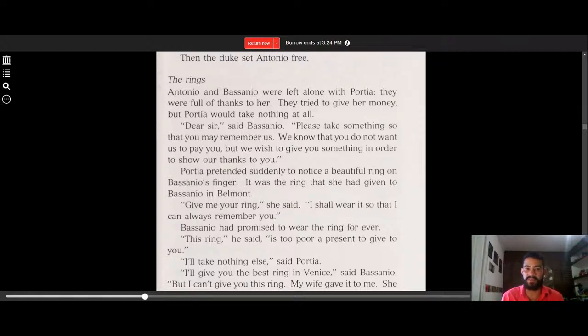Portia pretended suddenly to notice a beautiful ring on Bassanio's finger. It was the ring that she had given to Bassanio in Belmont. "Give me your ring," she said. "I shall wear it so that I can always remember you." Bassanio had promised to wear the ring forever. "This ring," he said, "is too poor a present to give to you." "I'll take nothing else," said Portia. "I'll give you the best ring in Venice," said Bassanio, "but I can't give you this ring. My wife gave it to me."